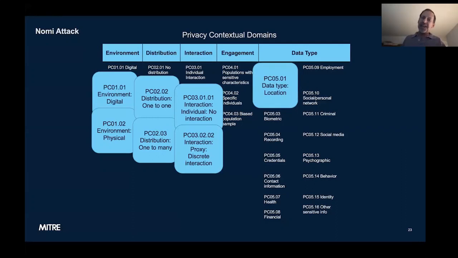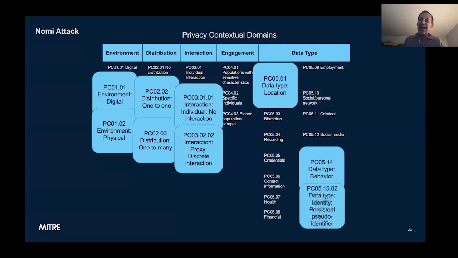And in terms of the data types, well, obviously location, behavior, because they're looking at the way people are moving around the stores. And of course, they have this persistent pseudo identifier to enable them to track people around the stores.